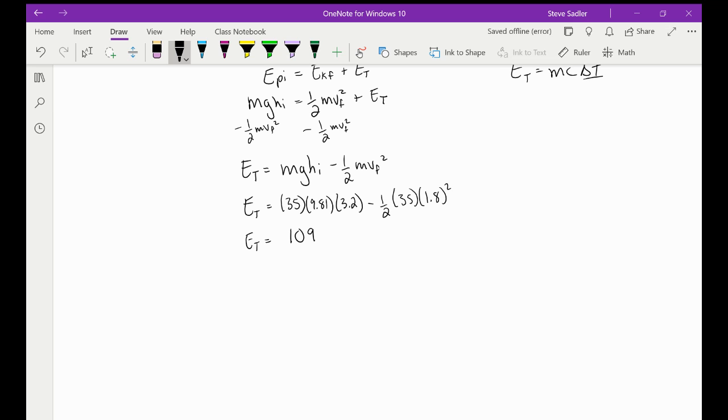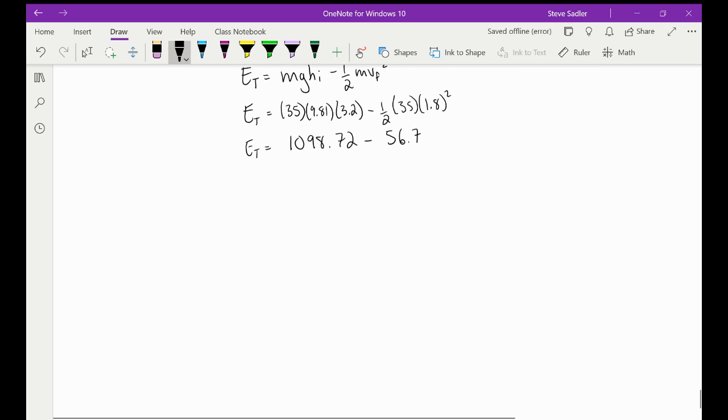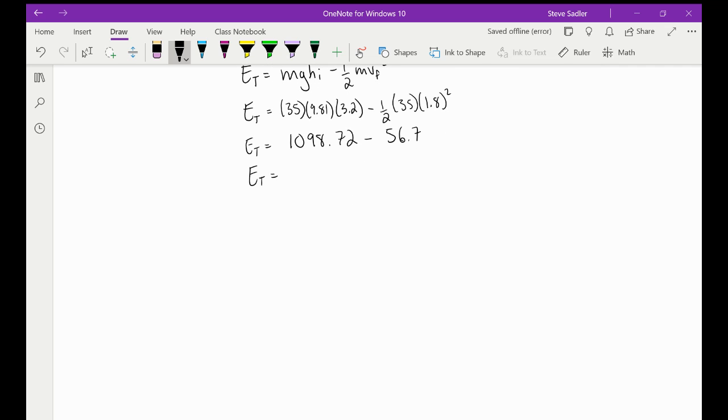That gives us 1,098.72. Subtract 1.8 squared multiplied by 35 divided by 2. Subtract 56.7. So that means our thermal energy is going to equal 1,033 joules.